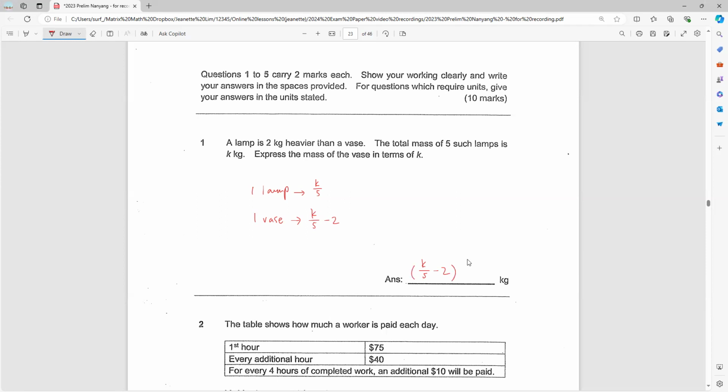So this is the answer. Bracket the whole thing, because it's separated by a minus sign, so we are trying to say that the whole thing is K kg, not just the 2.